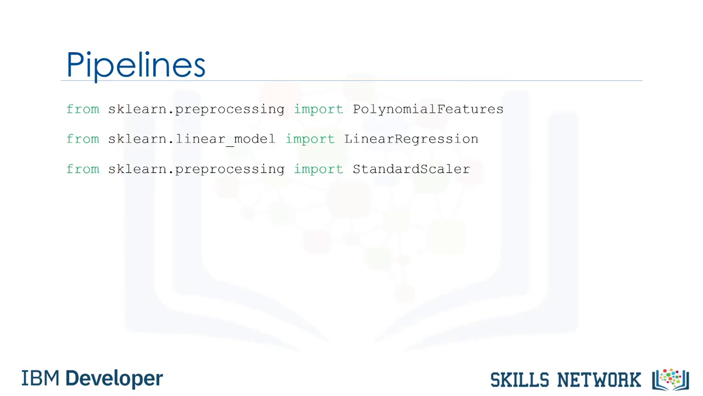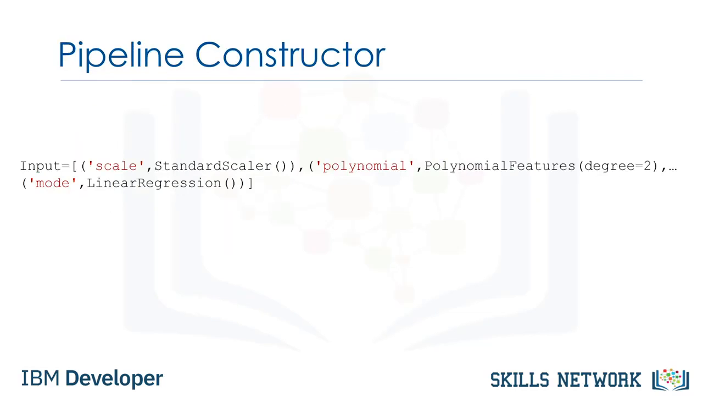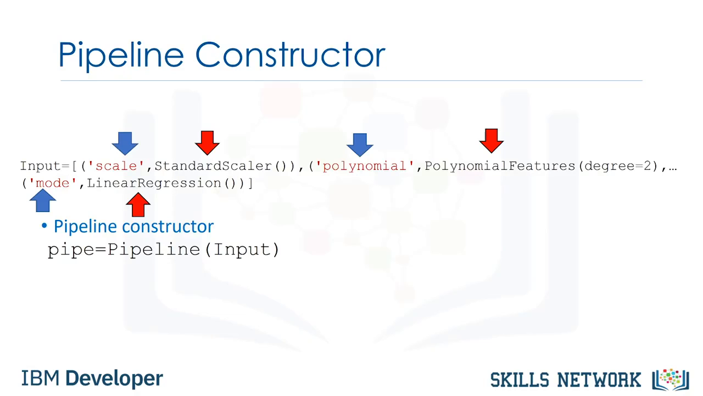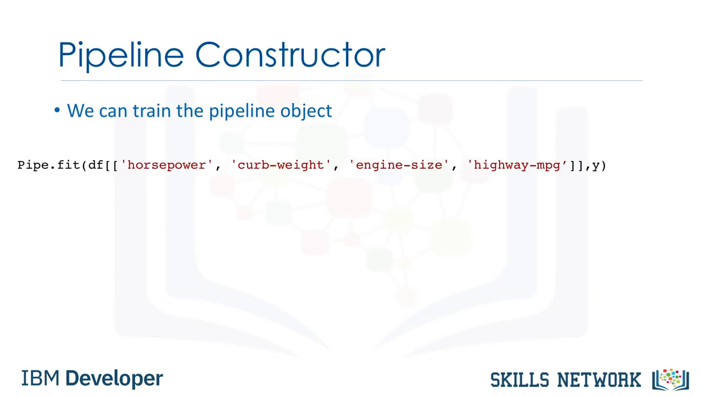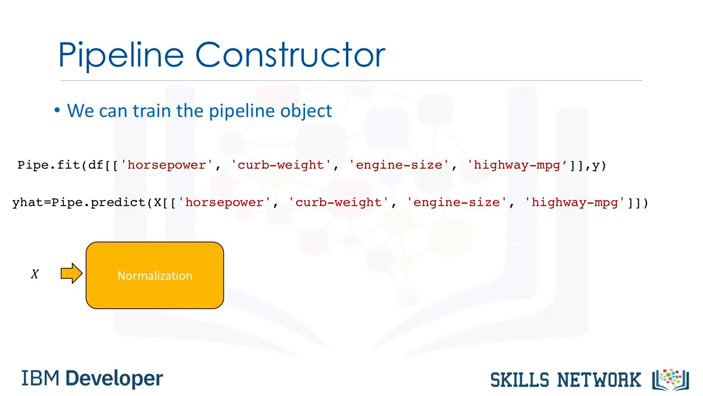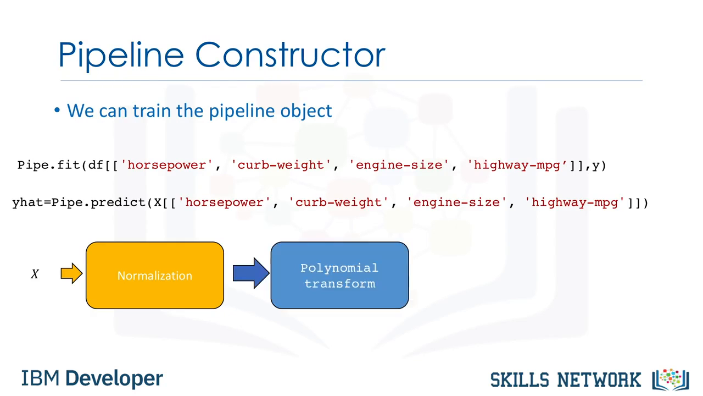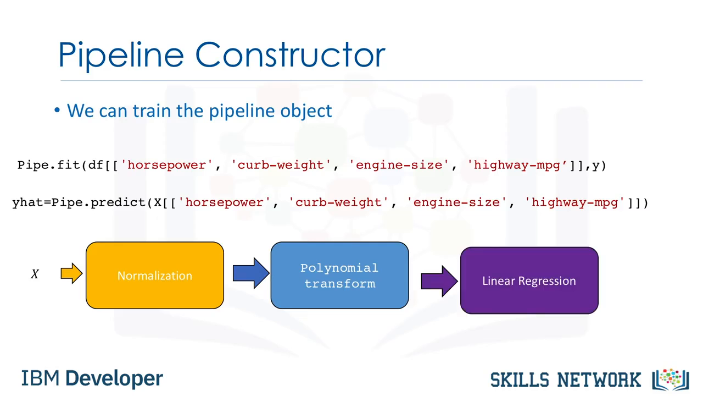First, we import all the modules we need. Then we import the library pipeline. We create a list of tuples. The first element in the tuple contains the name of the estimator model. The second element contains the model constructor. We input the list in the pipeline constructor. We now have a pipeline object. We can train the pipeline by applying the train method to the pipeline object. We can also produce a prediction as well. The method normalizes the data, performs a polynomial transform, then outputs a prediction.